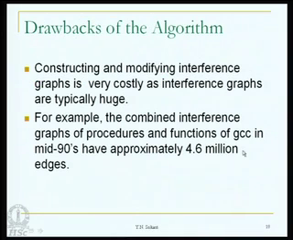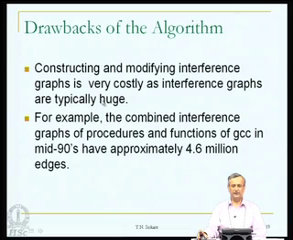Now, what are the drawbacks of Chaitin's algorithm? Constructing and modifying interference graphs is a very expensive process, as interference graphs are typically very huge. If you take, for example, the GCC compiler itself, and all the functions, procedures, etc., are combined, and you try to draw a combined interference graph, then the graph has approximately 4.6 million edges, an extremely huge graph. So, this is one of the major drawbacks.